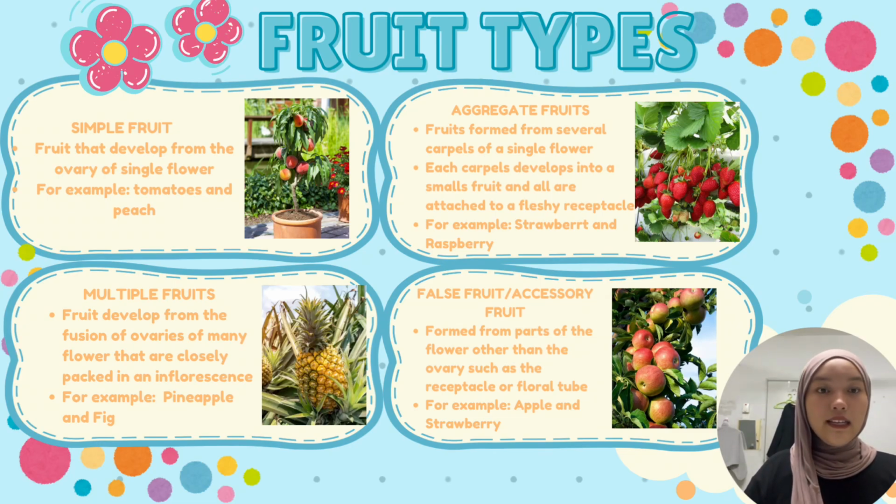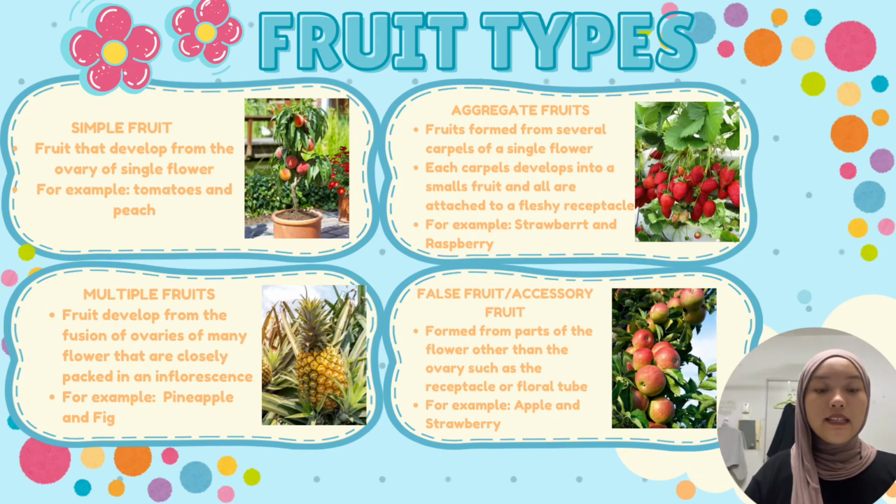The second one is an aggregate fruit. An aggregate fruit is formed from several carpels of a single flower. Each carpel develops into a small fruit and all are attached to a fleshy receptacle. For example, strawberry and raspberry.